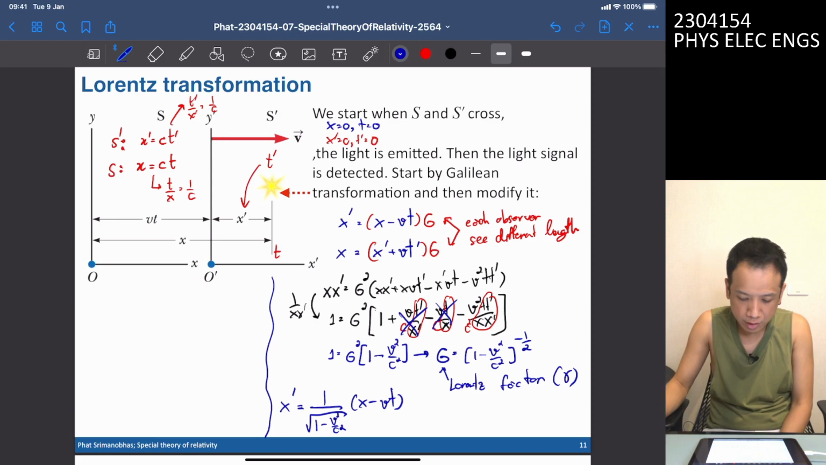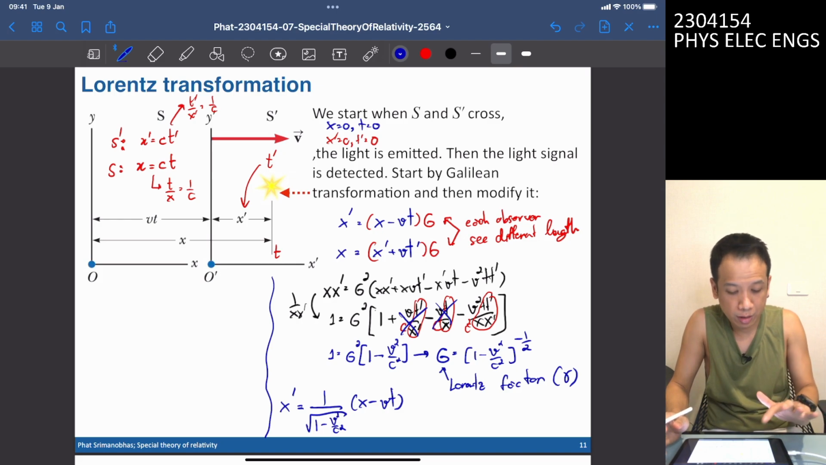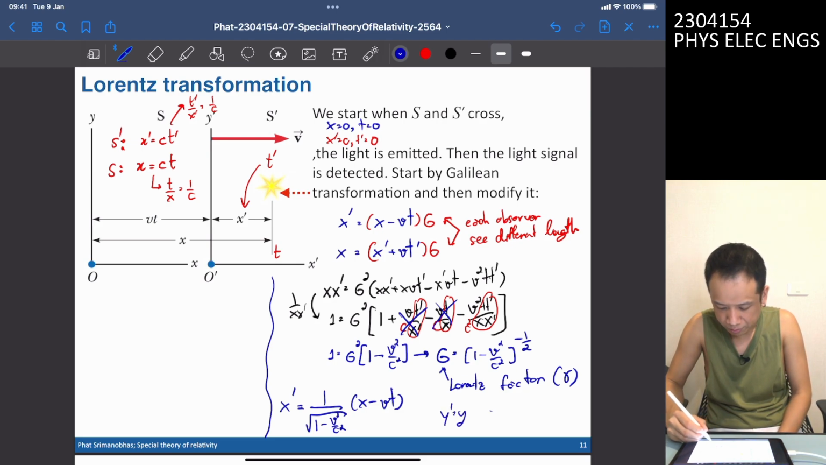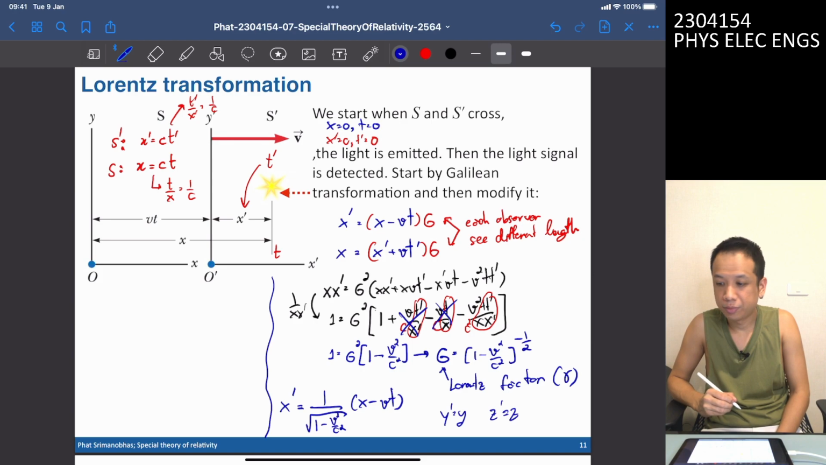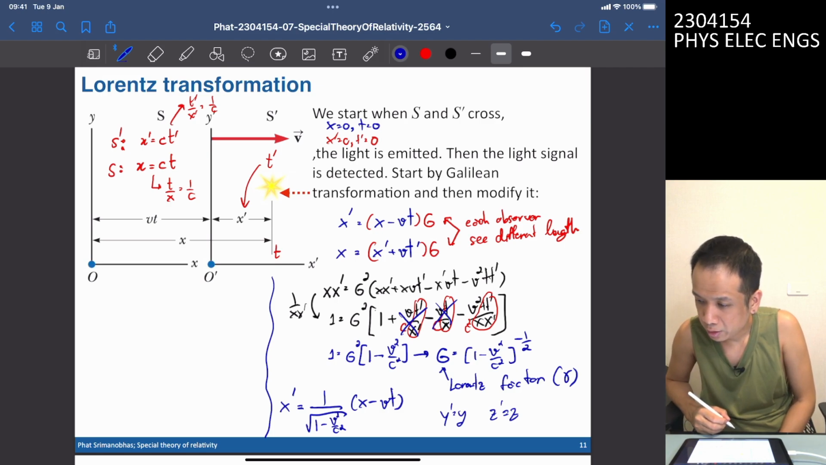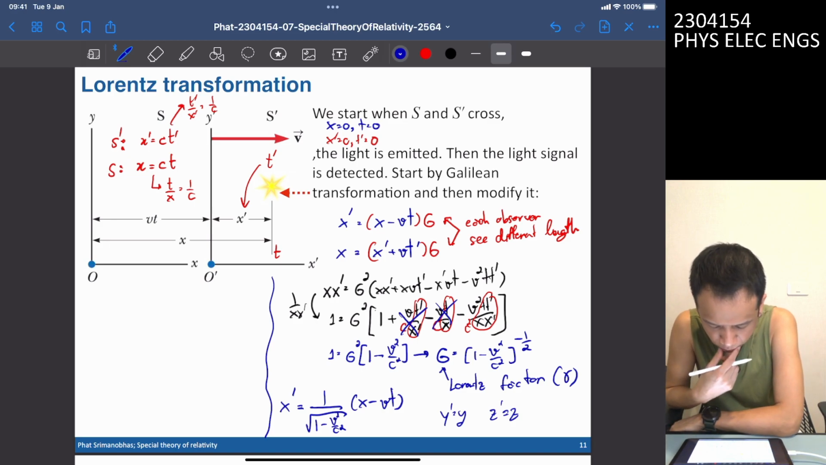Okay, great. So now you can transform x. For y and z, we don't need to talk about them because they are perpendicular to the motion, so y prime and z prime are the same. So we are now talking about t. If we need to talk about t, let me think about it. What should I do?